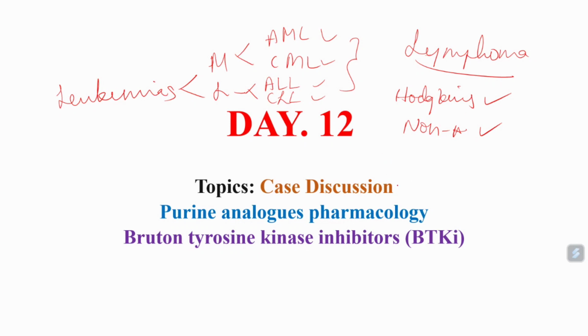So we will try to discuss cases related to these leukemias and lymphomas, number one, and then we'll discuss the pharmacology of purine analogs. These are anti-metabolite agents. In that, purine analogs we'll discuss because in the cases a few drugs from these purine analogs are there. That's why I have taken this in today's topic. And along with that, very important, recently approved drugs, tyrosine kinase inhibitors. About these drugs also we'll try to discuss, and I'll try to introduce the course in mycme.com. So that also we'll discuss today. So in today's lecture we'll discuss these three concepts.